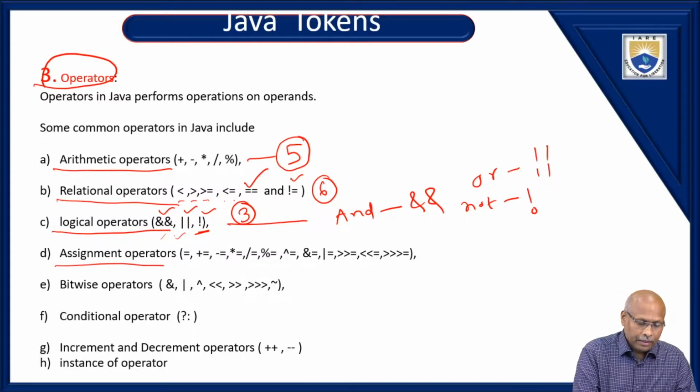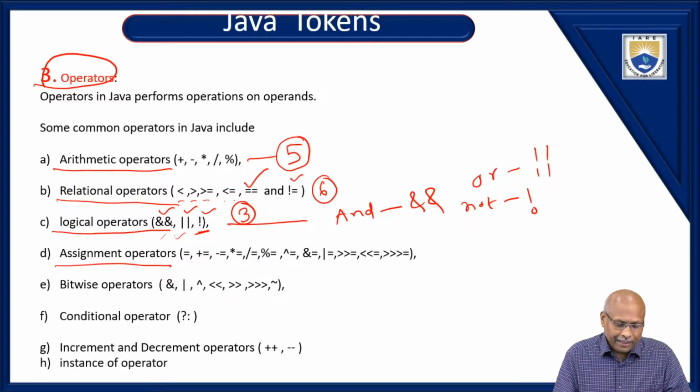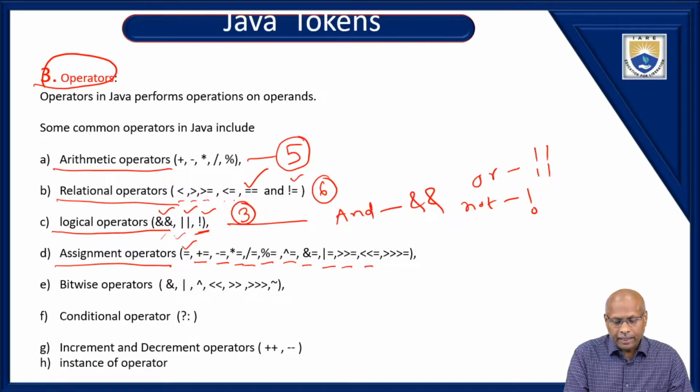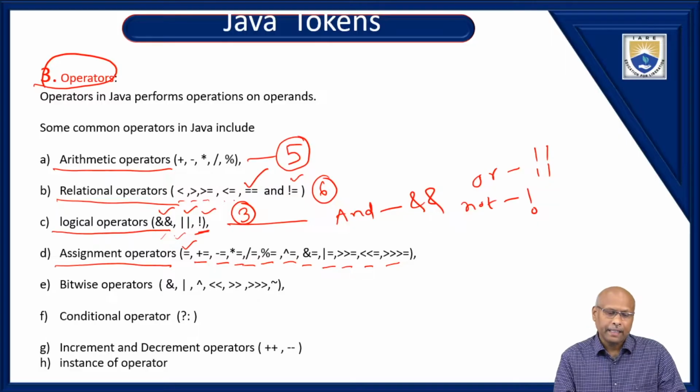Next one is assignment operators. This is the one generally used to assign the value. If you want to assign a value, you can use assignment operators. One of the simple assignments is a simple equal to, that is the assignment operator. There are some compound assignments: plus equal to, minus equal to, star equal to, modulus equal to, division equal to, XOR equal to, and equal to, or equal to, left shift, right shift, and unsigned right shift equal to. So they are all a set of assignment operators, and all assignment operators are binary.